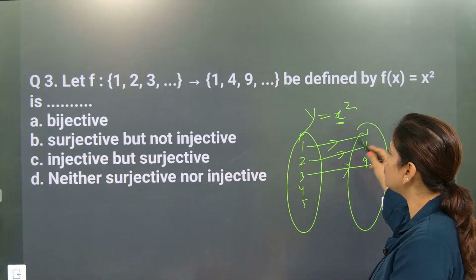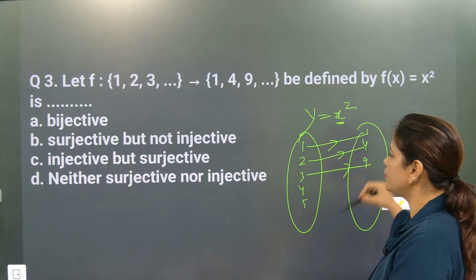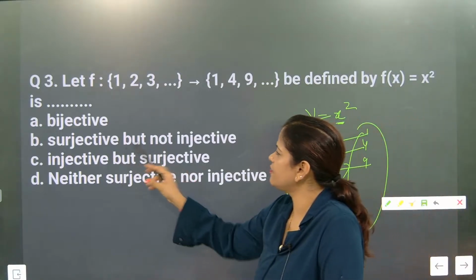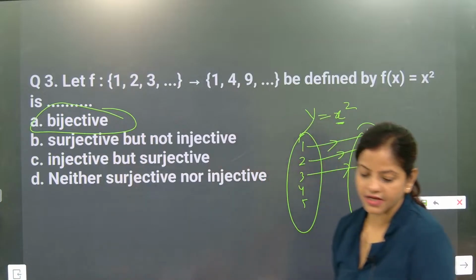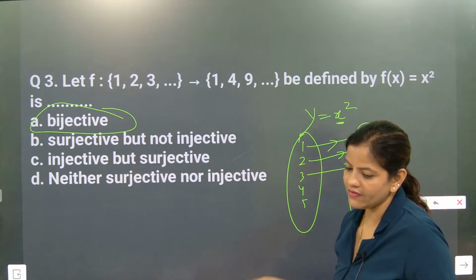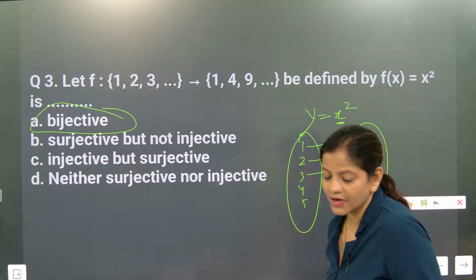So here it will become what? It will become one-one, onto. So this time it is surjective but not injective. Now this time A will become the answer. That is considered as bijective. So this time A will become the answer. Come on, see this part, till here it is okay.